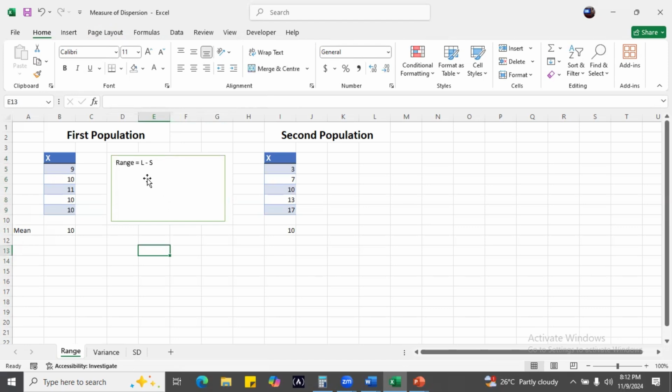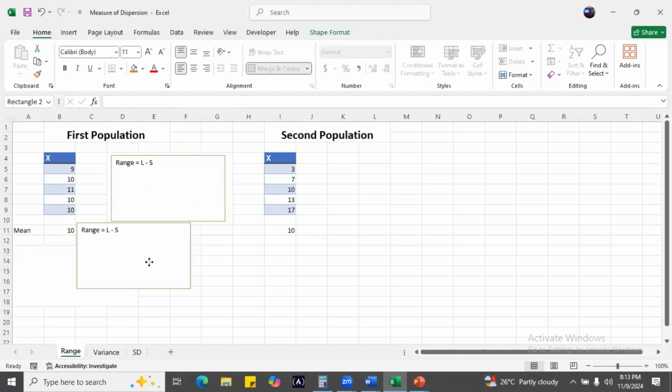So to calculate the range for this first population, the largest value here will be, okay, we have the largest value here as 11. So in this case, we have 11, which is the largest value, right?